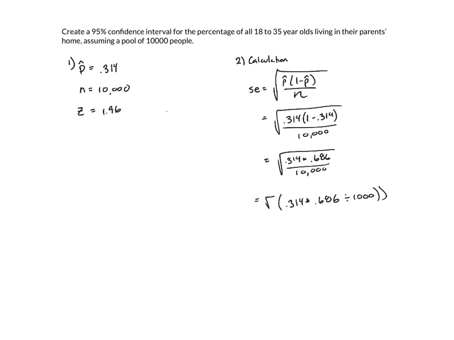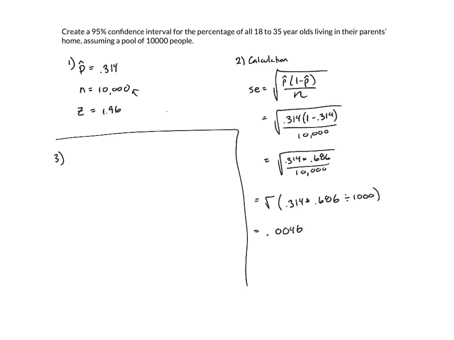When we go ahead and finish this out then, we're going to be getting an SE of about 0.0046, which is a really small SE. It's really small because I have a large sample size, so I don't have a lot of variation between samples. Now that I've got SE, the final step is to go ahead and put my interval together.